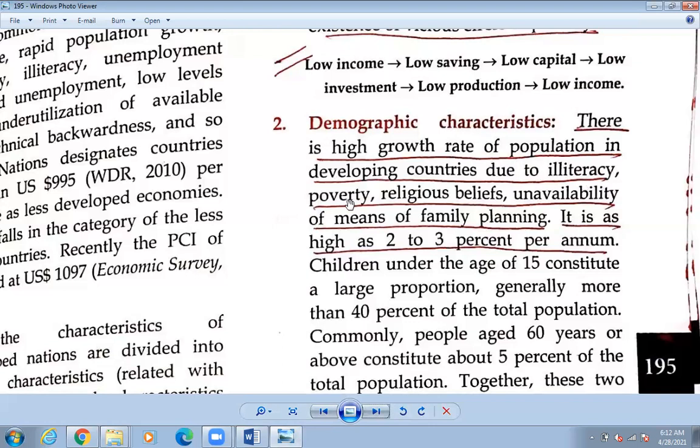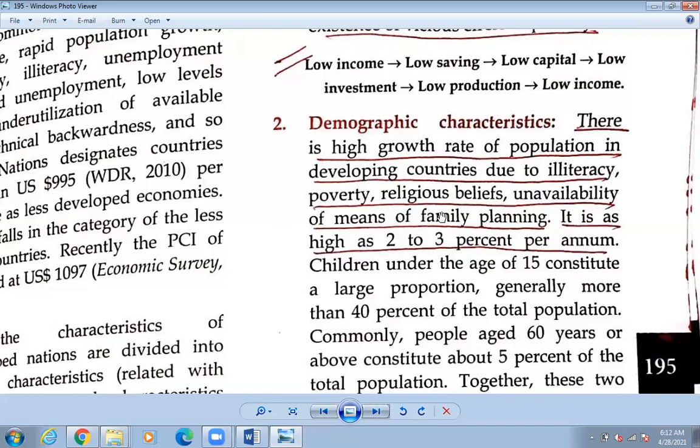Supply हामीले खानेकुरा राम्रो दिन सक्दैनौँ. We cannot fulfill all the basic needs. That's why there is poverty also. There is a religious belief also. Nepal is also a kind of developing country. That's why there are a lot of religious beliefs in our country also. Religious belief पनि धेरै छ.